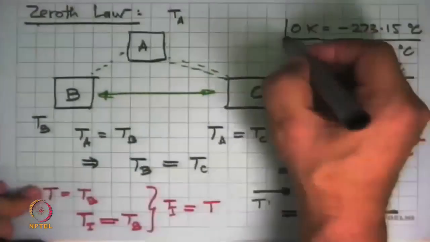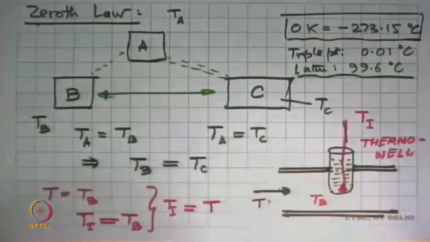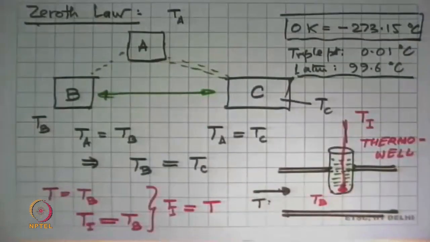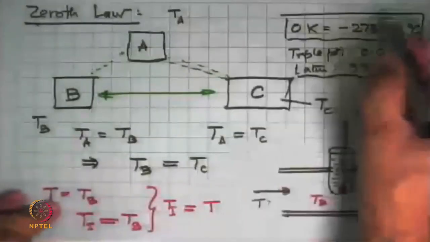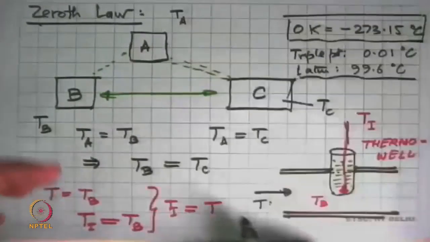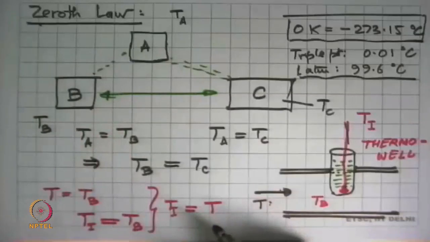So we use the absolute scale of temperature, which basically tells us that when the substance goes to 0 Kelvin, it has no energy, and so we associate 0 with the energy and 0 with its temperature. That becomes your absolute temperature scale. And 1 Kelvin is 1 by 273.15 of the triple point of water.